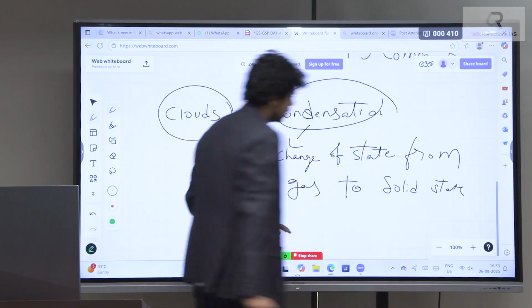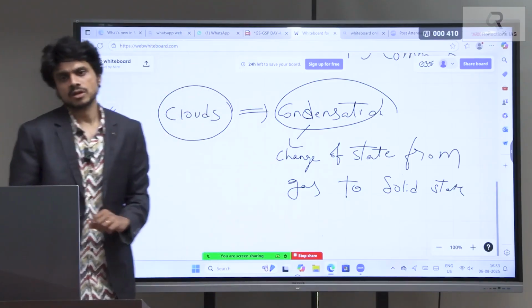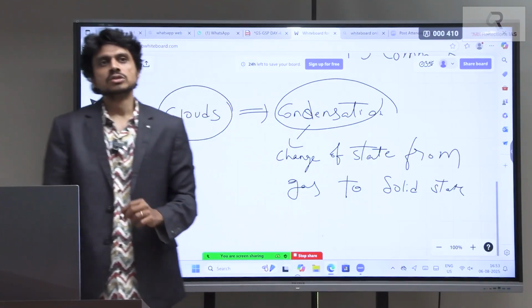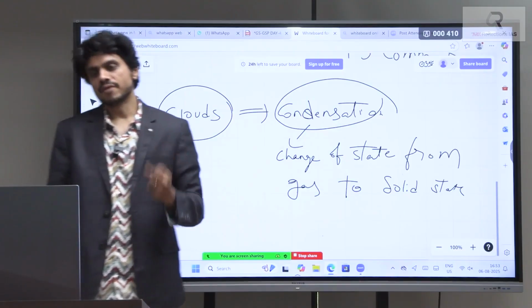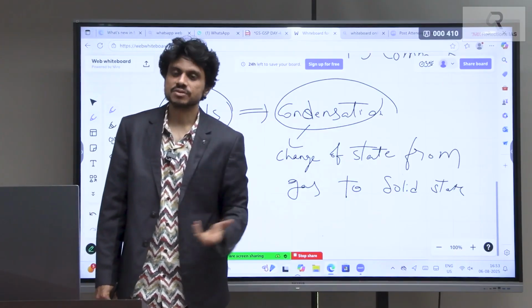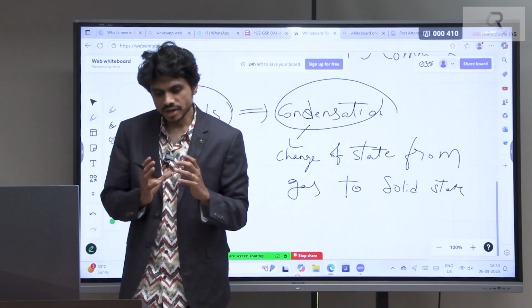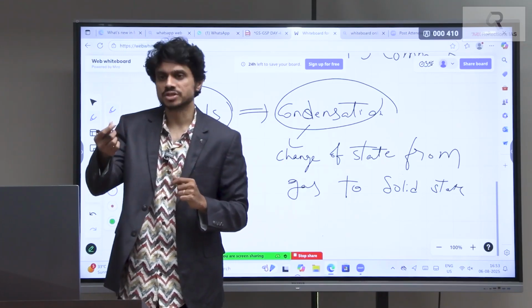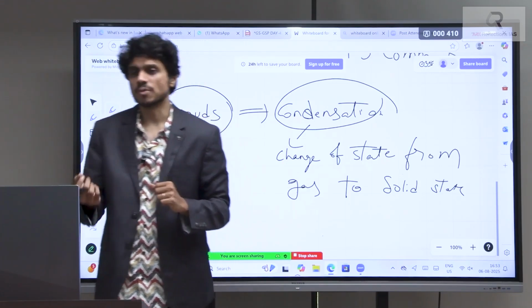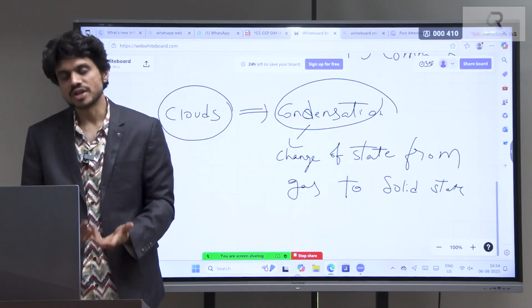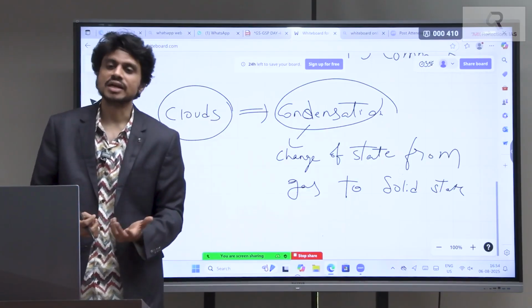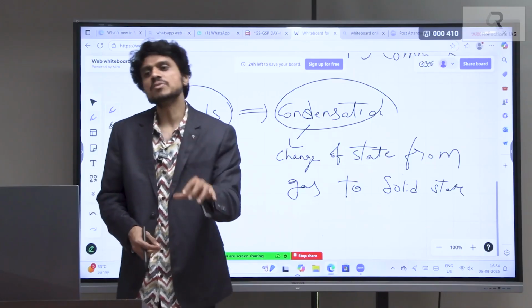Solid state. Basically, we are talking about clouds. Usually whatever water vapor you have is in a gaseous state, your moisture. Finally, it will change its state and become moisture in a liquid or solid format. That is called condensation. Whenever there is condensation, generally heat will be released.